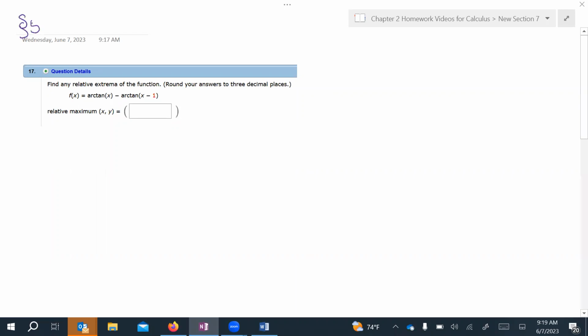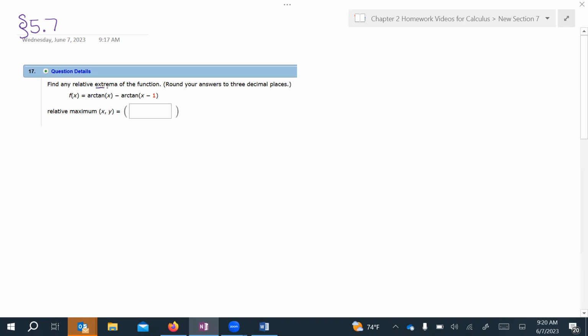Section 5.7, homework problem number 17. In this problem, we're asked to find any relative extrema of the following function, and this function deals with the inverse tangent functions, otherwise known as arctangent functions.